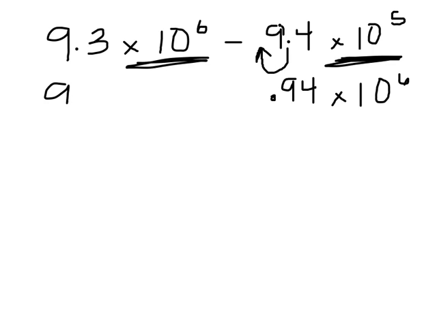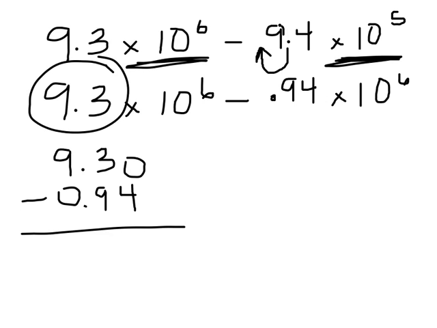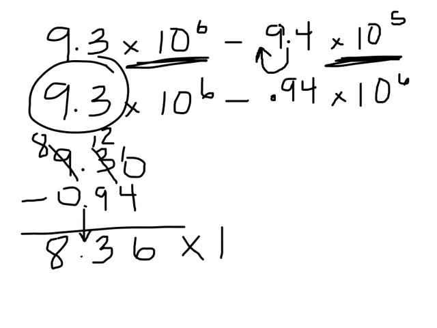Now that my exponents are the same, I can go ahead and subtract my coefficients. I'm going to take 9.3 minus 0.94, fill in zeros to stay organized, bring my decimal straight down, and I get 8.36 as my coefficient. Don't forget our powers of 10. I want times 10, and my exponent was 6.